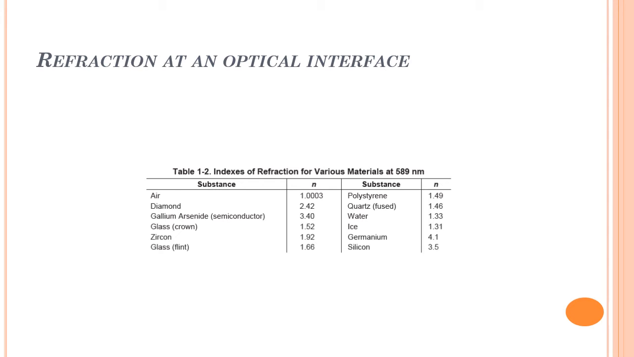This table here has the indexes of refraction for various materials at 589 nanometers. So for air, it's 1.0003. And then as we go down this list, we see diamond is 2.42, gallium arsenide is 3.4, glass is 1.52, and that's crown glass. Zircon is 1.92, flint glass is 1.66, and as we move on, water is 1.33 and ice is 1.31. So that's the table that we're going to use.